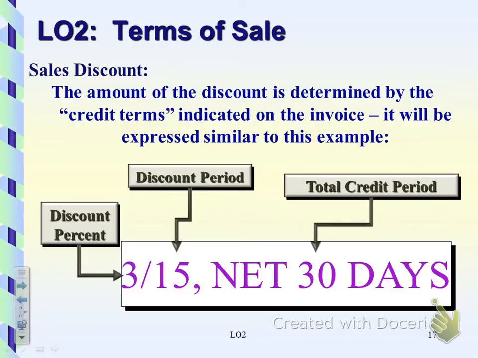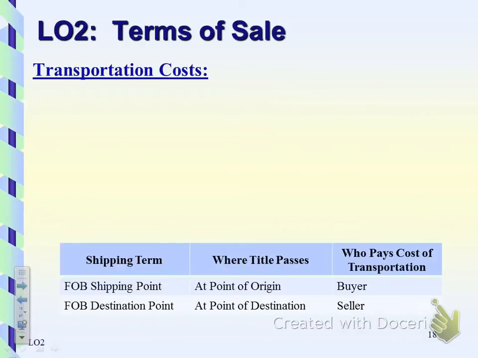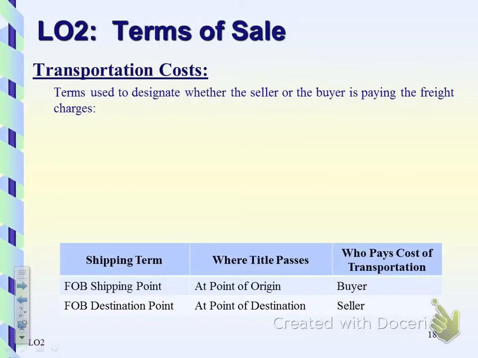Okay, so the amount of the discount is determined by the credit terms indicated on the invoice, and it's going to be expressed like this. In addition, as a merchandising operation, we also have to deal with what we call transportation costs. You need to know who's paying them. As the buyer, am I paying the transportation costs, or is the seller? The way that we determine that is by the term FOB, which means free on board.